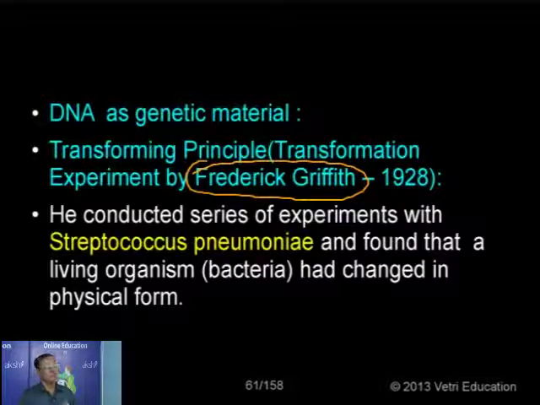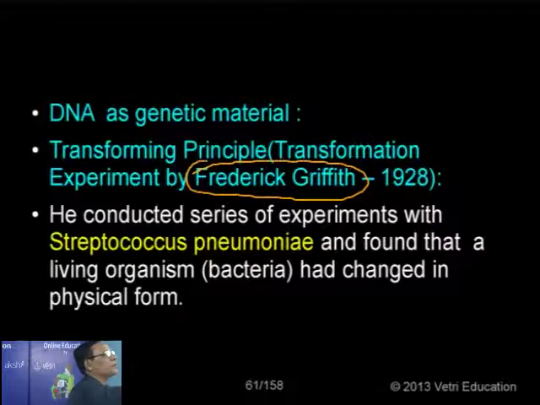When the physical structure of one form has been changed into another form, that phenomenon is called transformation. A bacterium or living organism has been changed into another form. That was the actual proof he got. So a living organism had changed in physical form, and that phenomenon is called transformation. One form of bacterium had been transformed into another form. That is why the experiment is called the transformation experiment. The principle is also called the transformation principle, as proposed by Frederick Griffith in 1928.